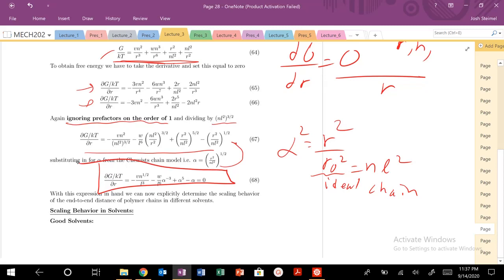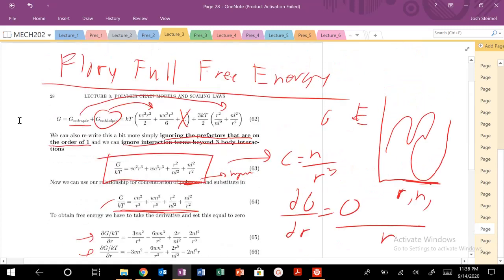So excellent. We've figured out how to get this scaling relationship, and now we're going to look at this expression, what term dominates, and how our end-to-end scaling changes depending on if we're in a good solvent, bad solvent, etc. So more on that in the next video. Go back through those notes, double check the math yourself, but you can see we're going to get some fun stuff in the next video.